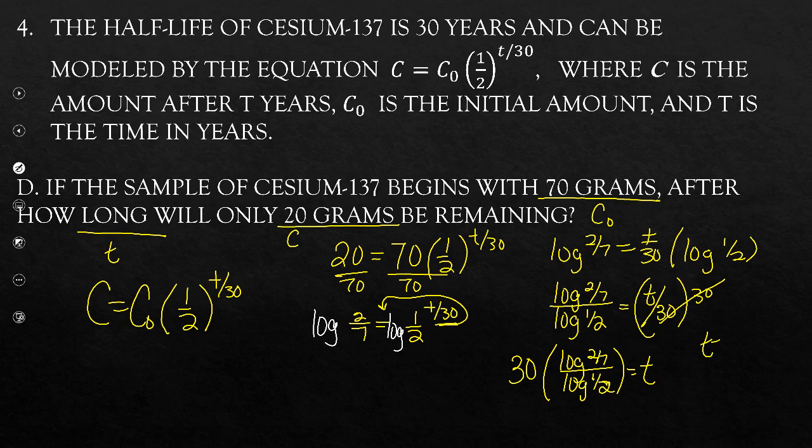We get our time to be 54.22. So about 54.2 years is how long it takes to go from 70 grams, the initial amount, down to 20 grams. All right, good job with those guys.